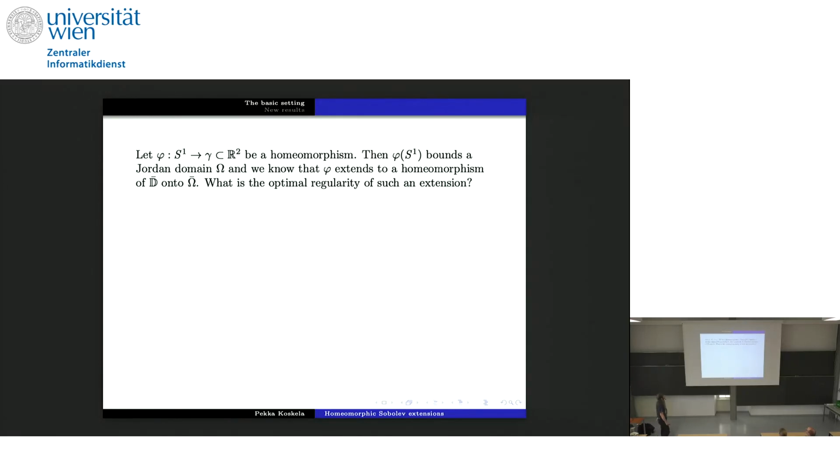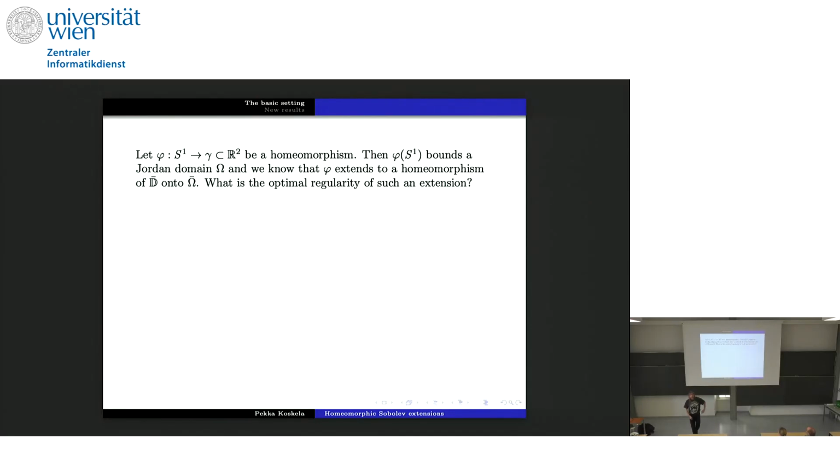Okay, so the starting point is that we take a parametrization of a Jordan curve in the plane, and then by the Jordan-Schoenflies theorem, we know that we can extend this homeomorphism from the circle to a homeomorphism of the entire plane. And now my question is that since we have a homeomorphic extension, let's look at all possible homeomorphic extensions and ask what is the best regularity in this class.